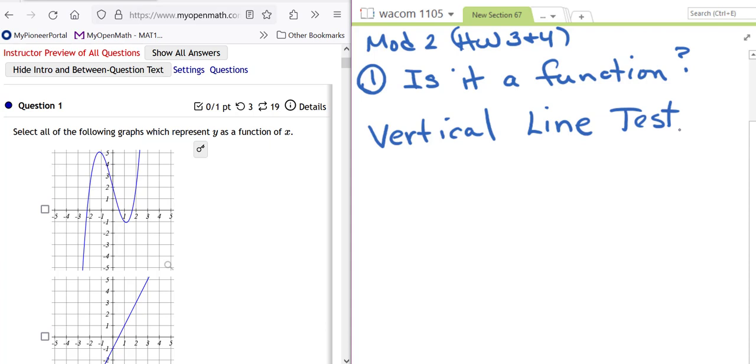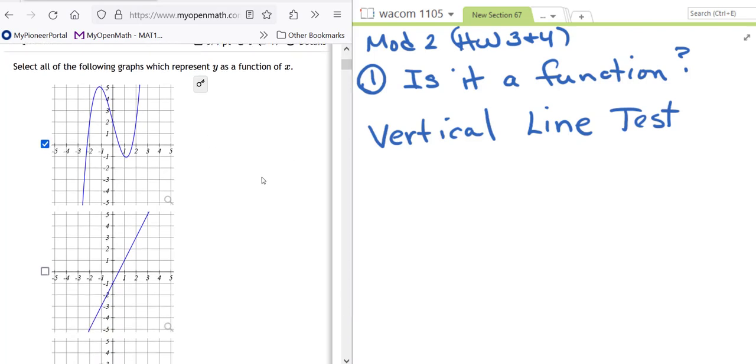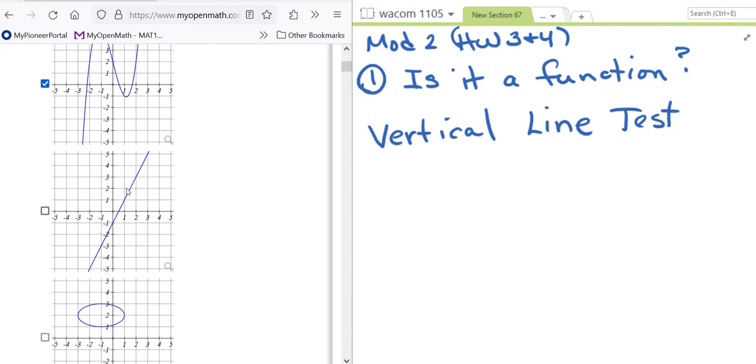And so you're just going to look at it. You can blow these pictures up if you need to. The first one is a function. You look at it and see, is there any place I can draw a vertical line and it's going to hit in more than one place? So this one is a function. We'll click it. All right. This one is a function.